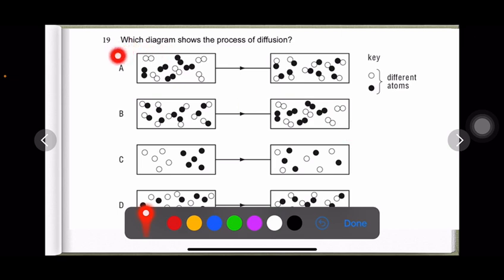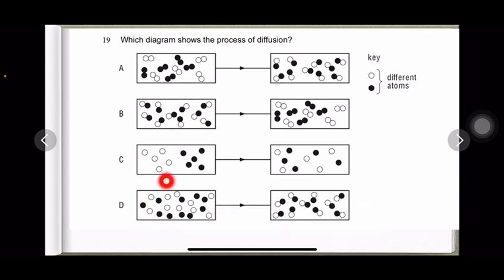Second question says, which diagram shows the process of diffusion? You have to choose the diagram which is showing you the random mixing of particles. All the particles should be randomly mixed. Here you can see that the particles arrangement is changed, which is wrong. Also here particles arrangement or combination is changed, which is wrong. This picture is showing you correct process of diffusion because particles are randomly and thoroughly mixed with each other.